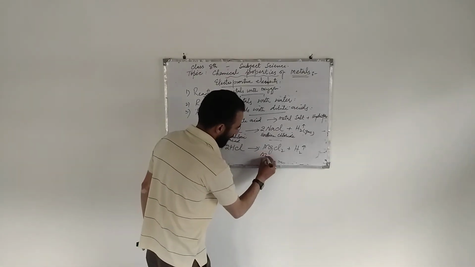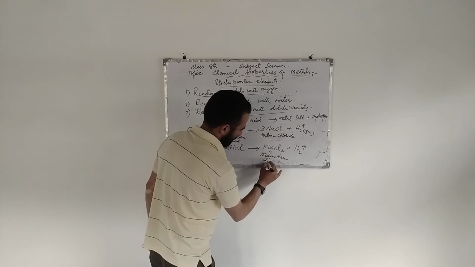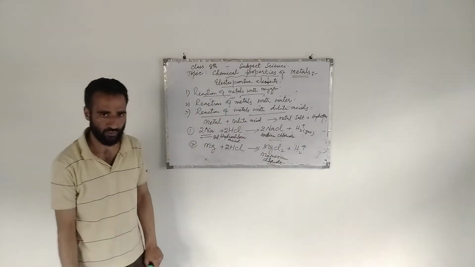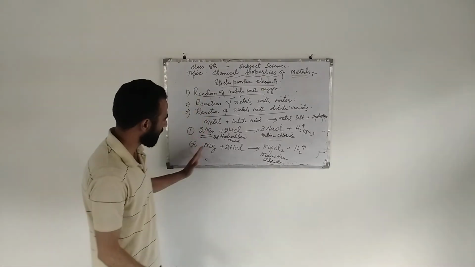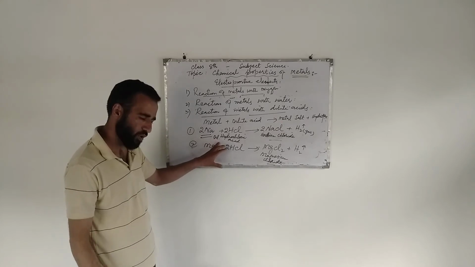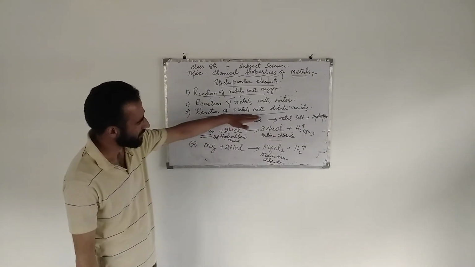This is magnesium chloride, a salt, and there is a formation of hydrogen gas also. So these are the three important chemical properties. We will discuss some more properties related to the reaction of metals with dilute acids.